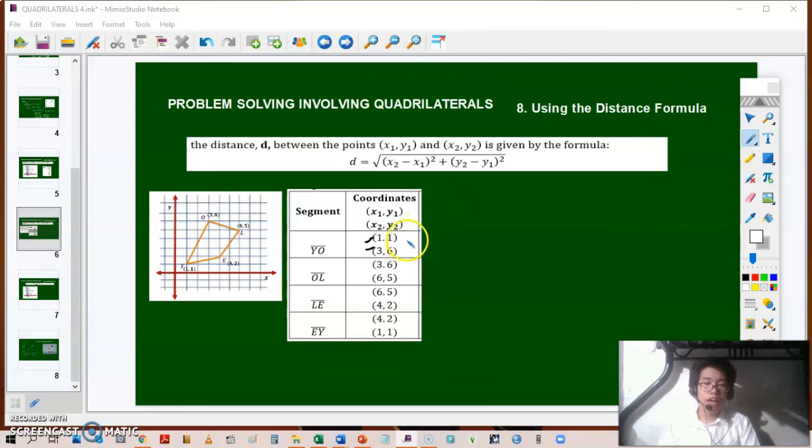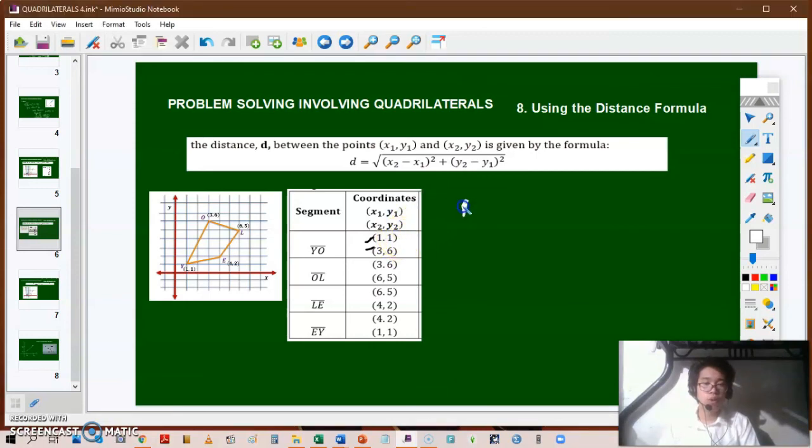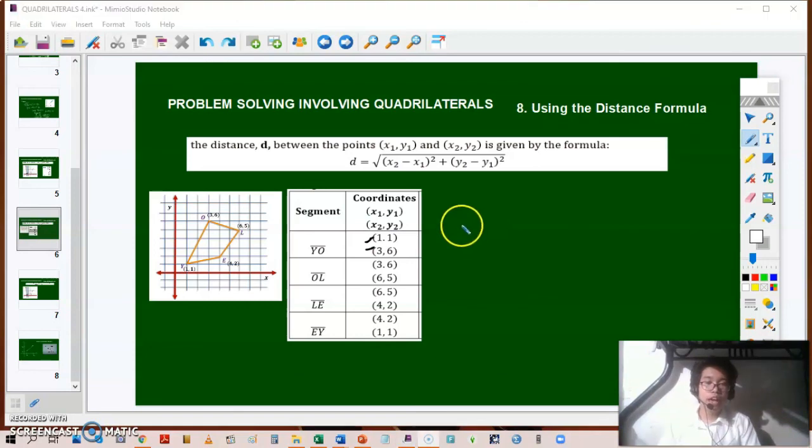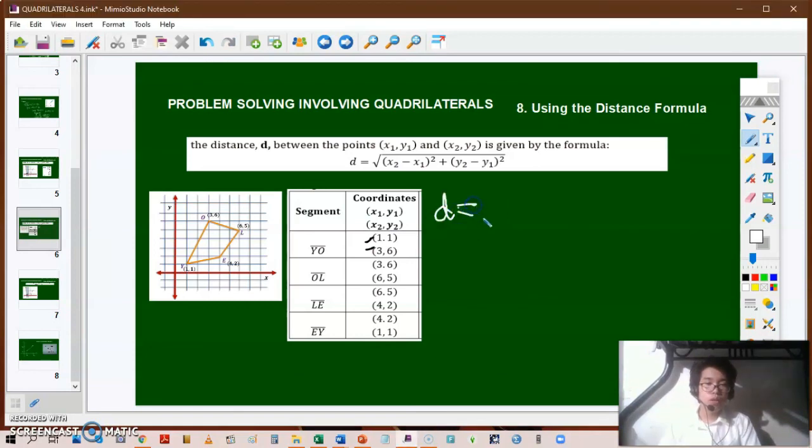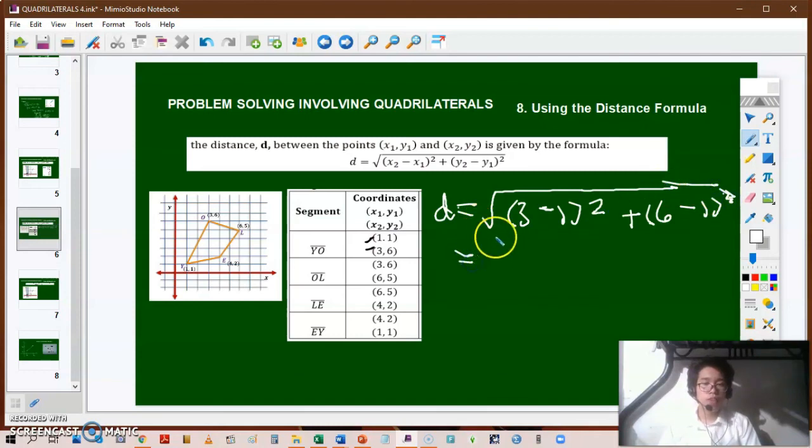So let's use the formula to solve for YO. d is equal to the square root of x sub 2, which is 3, minus x sub 1, which is 1, squared, plus y sub 2, which is 6, minus y sub 1, which is 1, squared. And there you go, we can now solve for the value of the distance.